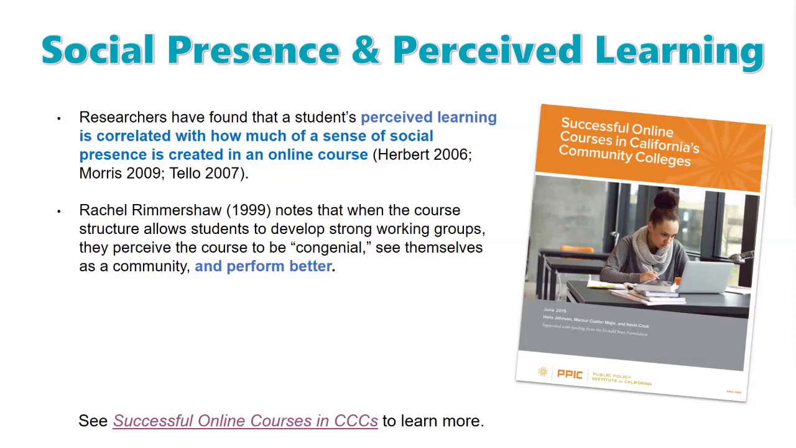So it was on social presence of the instructor and how the students felt that impacted their learning. And what they found was that a student's perceived learning, how much they felt they learned in the class, was correlated with how much of a social presence there was in the course. So if they felt like it was an active learning environment and the instructor was present and working with them, they felt that they learned more.